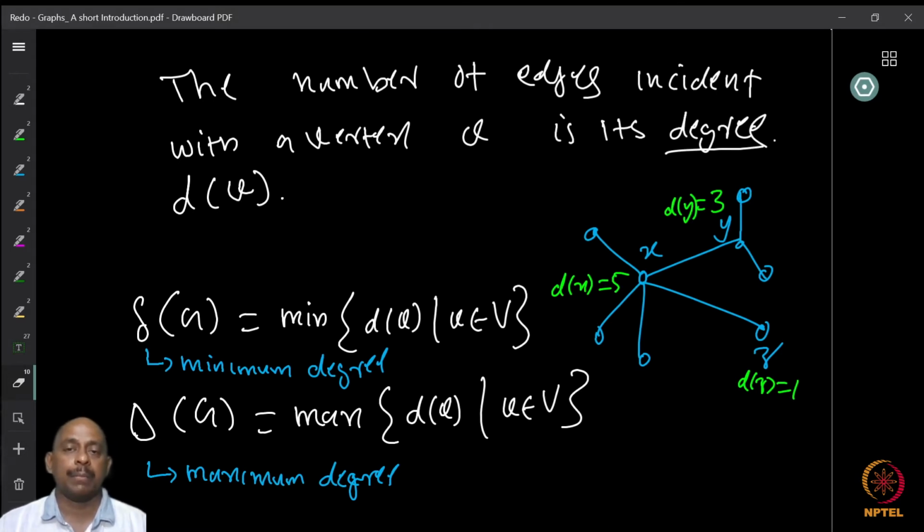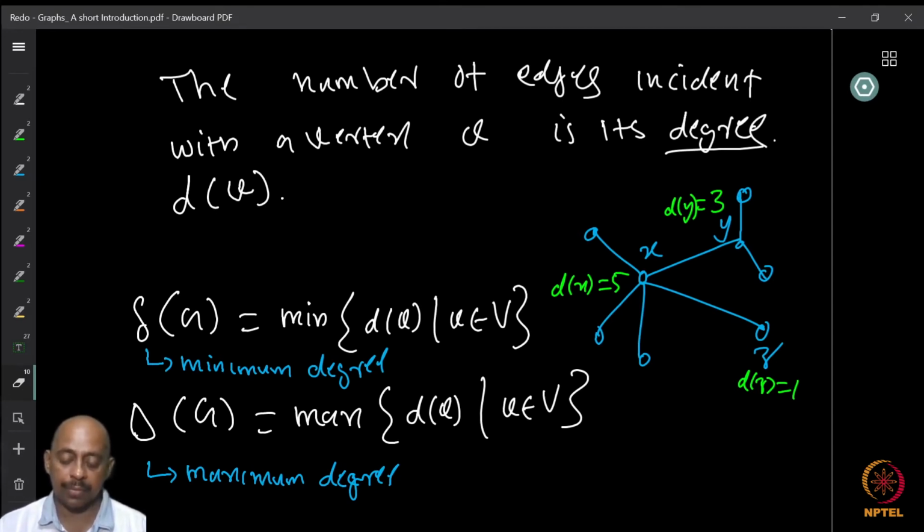Now, the number of edges incident with a vertex of a graph is called the degree of the vertex. So the degree of a vertex is the number of edges which are incident with it. This is a very important notion. We will use it quite frequently, and especially in combinatorics, we use it for counting things and studying several properties of objects. So now let us look at some examples.